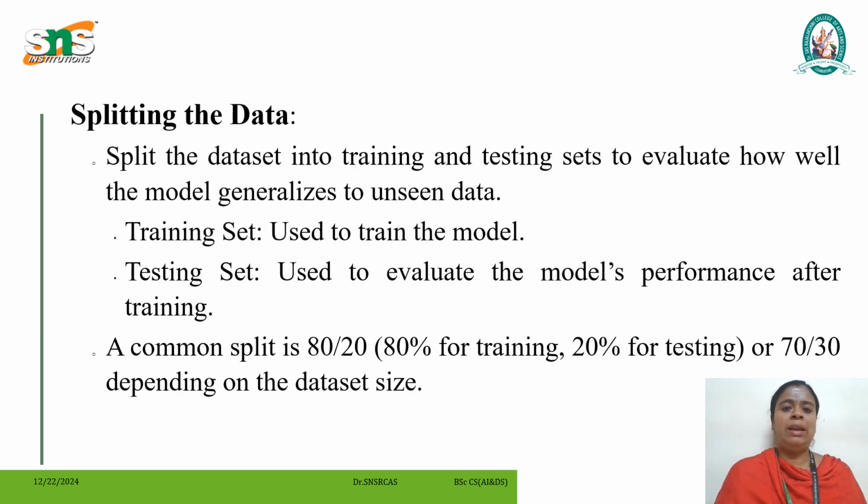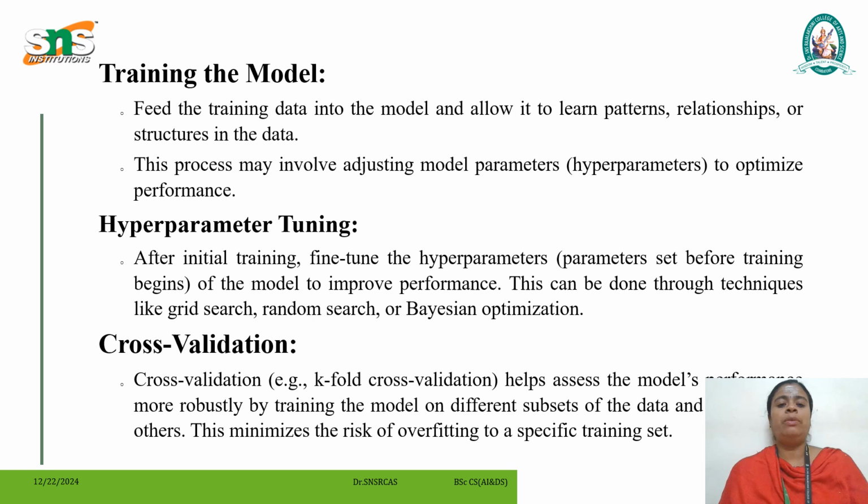Next one, splitting the data. The next key activity is splitting the dataset into training and testing sets to evaluate how well the model generalizes to unseen data. The training set is used to train the model. The testing set is used to evaluate the model performance. A common split is 80 by 20, 80% for training and 20% for testing, or 70 by 30, depending on the dataset size.